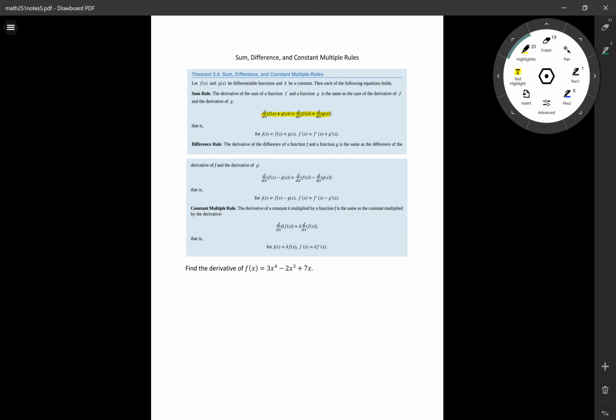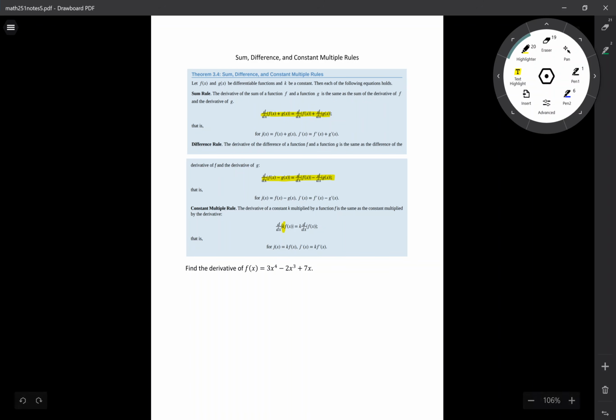This is also true if we have a subtraction sign in there instead of an addition sign. We can subtract the derivatives, and this is the same thing as taking the derivative of the two functions that are subtracted from each other. And then we also have something called the constant multiple rule, which means that if we have this constant k that is being multiplied by our function f of x, we can bring that k outside to the front and then just take the derivative of f of x as normal.